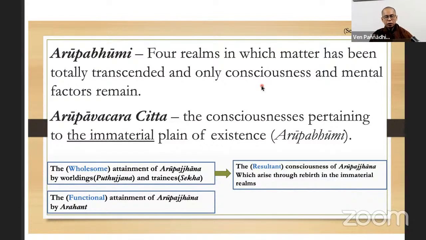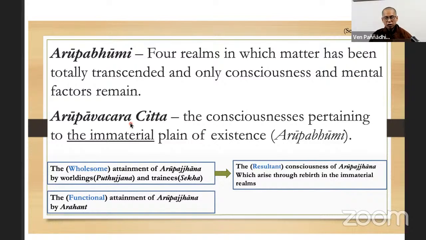So in that realm of existence, consciousness and mental factors only arise in the mental process. We cannot find any matter or materialities. That is called Arupa Bhumi. There are 4 Arupa Bhumi. Okay, we will explain how to remember the names after that. Now we will talk about the consciousness. Here the consciousness pertaining to the immaterial plane of existence is called Arūpāvacara Citta. But as I said, all consciousness has the same characteristic of knowing the object.